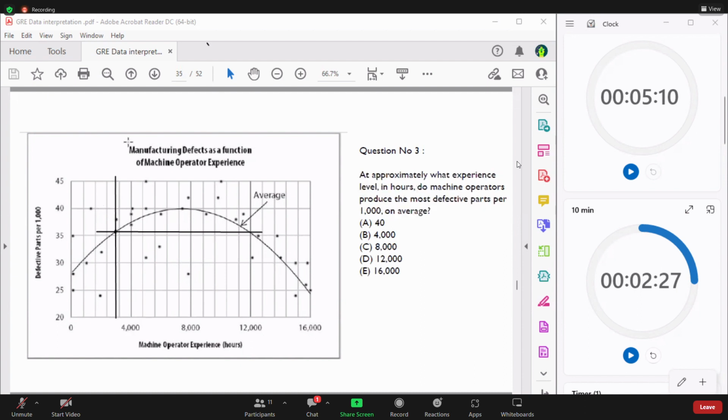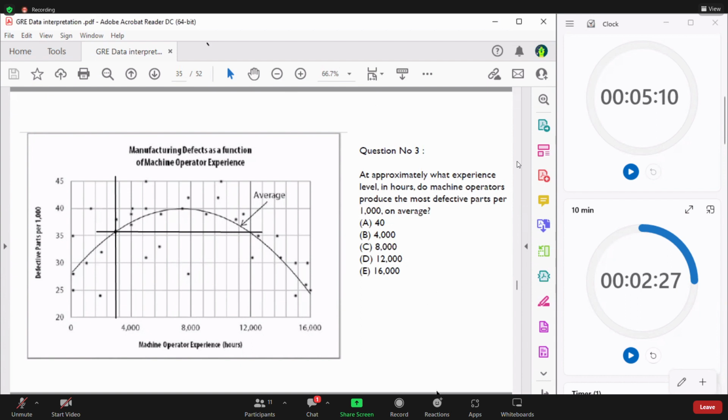Next, we have: approximately what experience level in hours do machine operators produce the most defective parts per 1,000 on average? Anyone who has done this question?